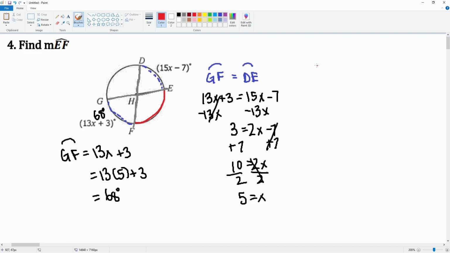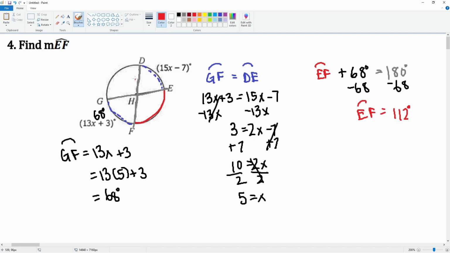So that red part of EF, if we add that to 68 degrees, that's going to get us our total semicircle of 180. So watch as I just subtract 68 from both sides. I will get now the new arc. Okay, my new arc, 180 minus 68, gets you 112 degrees. All right, so there you go.